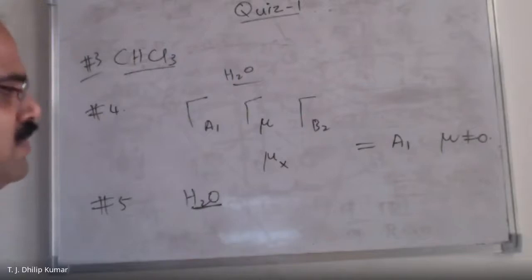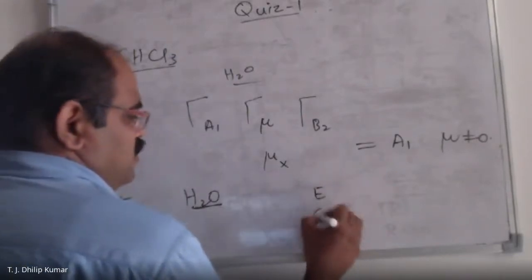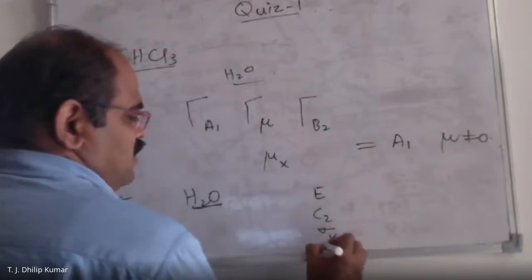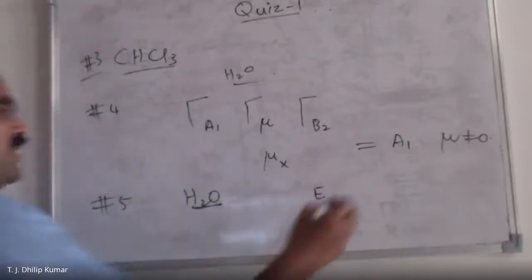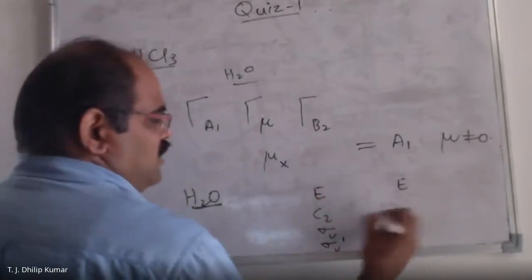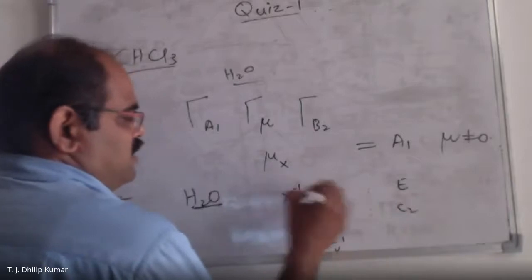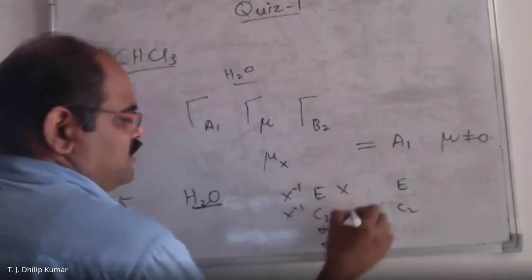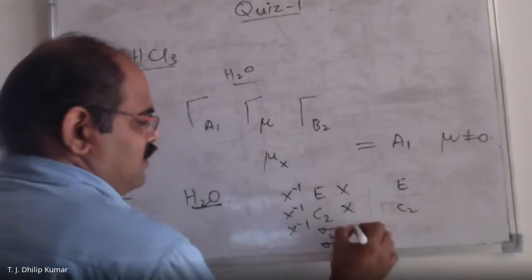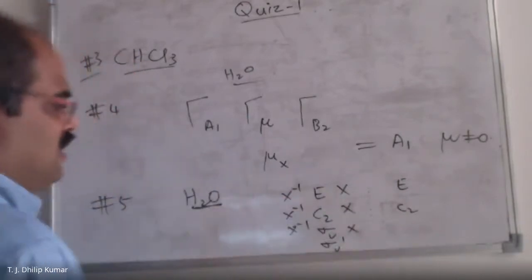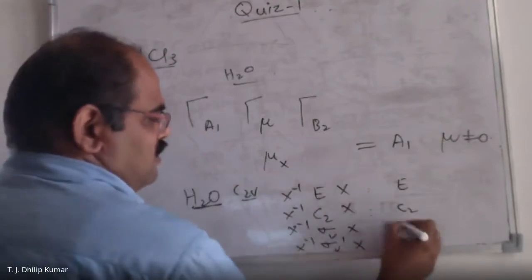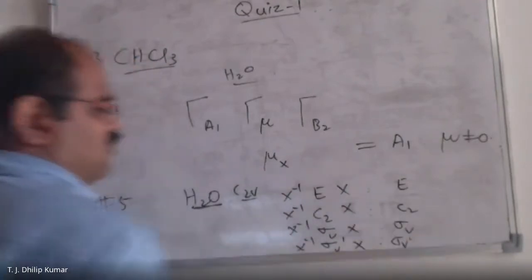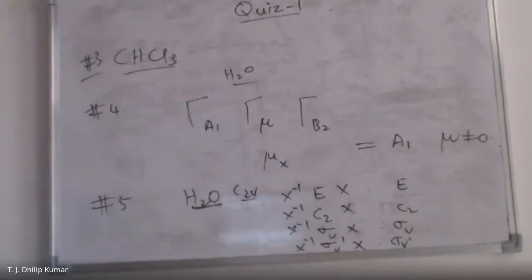So you have to perform the similarity transformation for every element. For E, C2, sigma v, and sigma v prime, if you perform a similarity transformation, you will get the same element back. You get C2, right? Whatever you take, you get the same. Unlike C3v, the C2v always results in sigma v and sigma v prime. So again, there will be 4 classes.